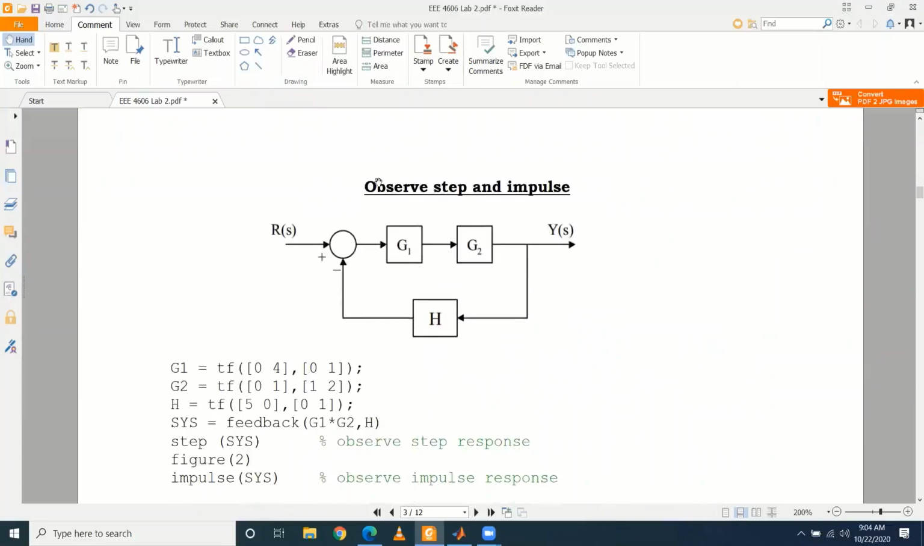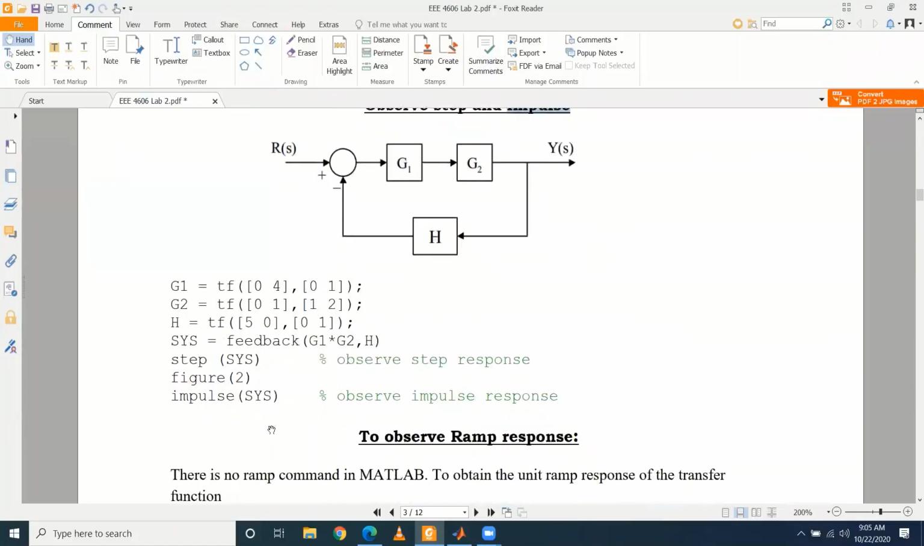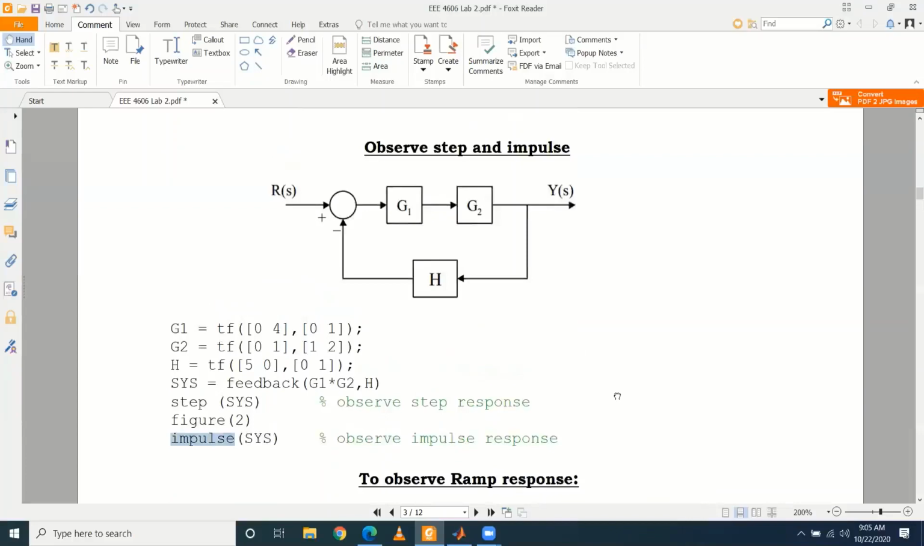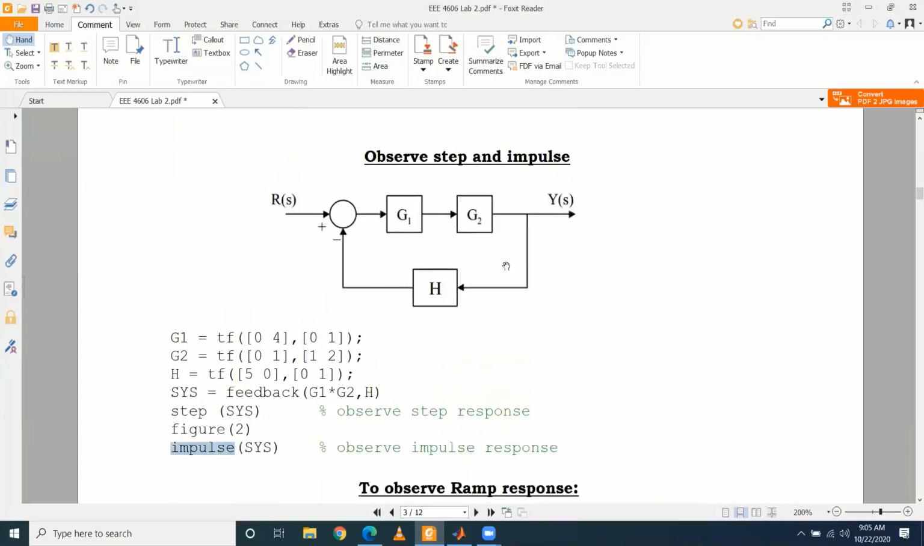Next, observing step and impulse. In the next part, we'll observe the response of the system to different types of inputs. In the first lab, we already observed the step response by using the step command, but we haven't seen the impulse one. For the impulse response, it's the same thing. There's a direct function called impulse, so you can use that to observe the impulse response. So how to reduce this block diagram? It's pretty simple, right?